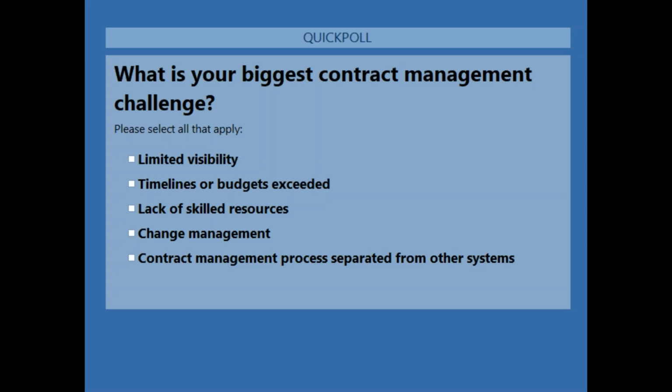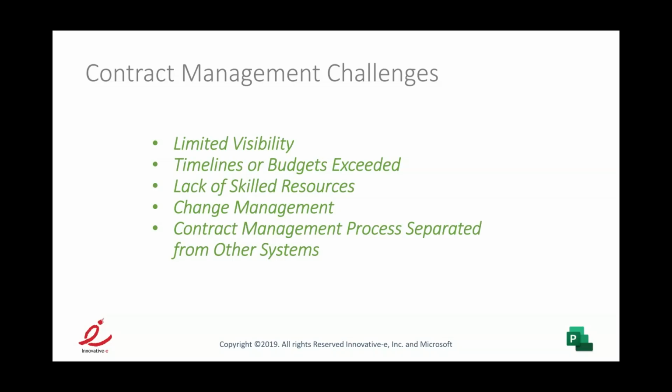But we're happy to report that, from our assessment, and we'll take a look at some of these things today, that all of these things can be addressed in part or entirely by using Project for the Web. So we're going to increase the visibility to things that are getting done. We're going to make sure that timelines, not so much budgets, maybe a little bit, but timelines for sure are not exceeded, and that the dates are being tracked appropriately. We're going to take a look at the lack of skilled resources issue in terms of we're going to be assigning folks tasks. We're going to see who's assigned what task.